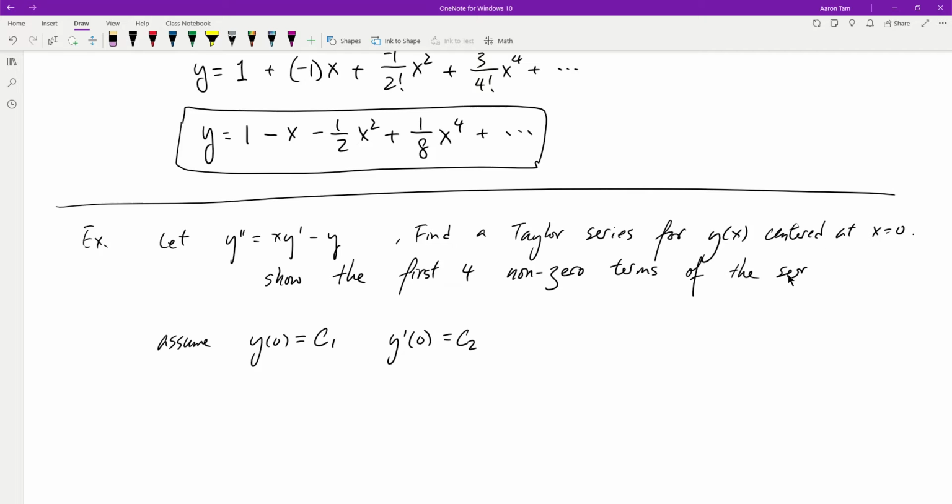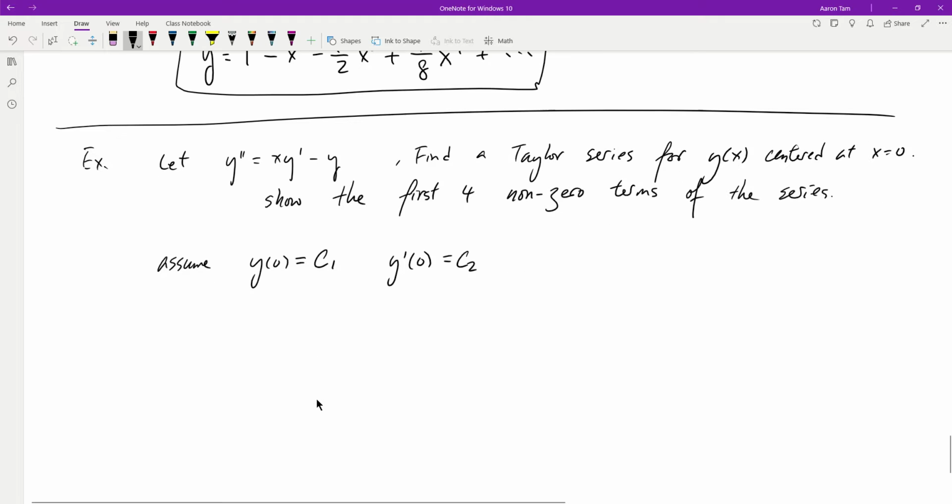If I didn't give you an initial condition, I do need to tell you where I want you to center your Taylor series. So I'm going to go ahead and tell you to center at 0. So we assume y of 0 equals c1 and y prime of 0 equals c2. So that already gives me 2. So now what I'm going to do is continue on with y double prime. So y double prime at 0 would equal x, which is 0, times y prime, which is c2, minus y, which is c1. So that comes out to be negative c1.